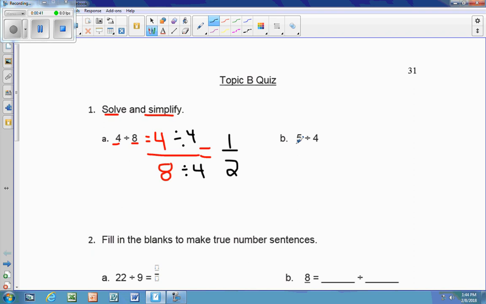Then over here, we have 5 divided by 4. So we do the same thing. 5 divided by 4. What I notice here is that the numerator is bigger than the denominator. Since the numerator is bigger, I have to ask myself, how many times can the denominator go into the numerator? It goes in 1 time. There's 1 left over out of 4. And that's how that one gets simplified.